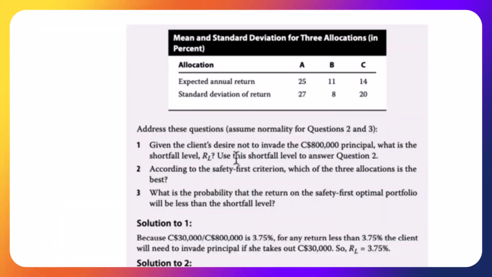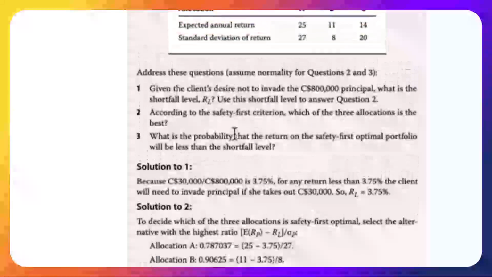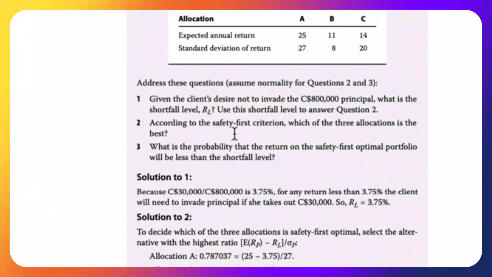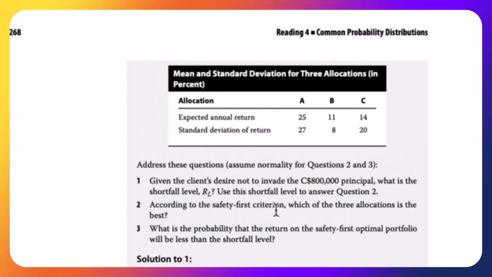It should just be 30,000 over 800,000, right? 30,000 over 800,000 is 3.75%. If you return 3.75%, at the end of the year, you'll have 830. You take out the 30, you haven't invaded the capital. So that will be our safety first criterion, 3.75%, and according to the safety first criterion, which of the 3 allocations is best? So we just have to calculate the ratio.